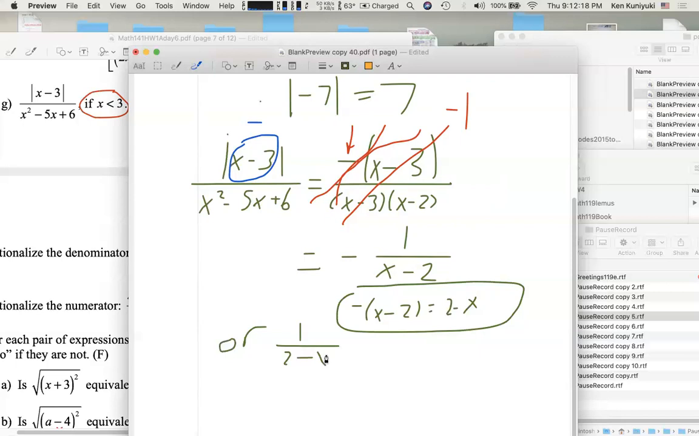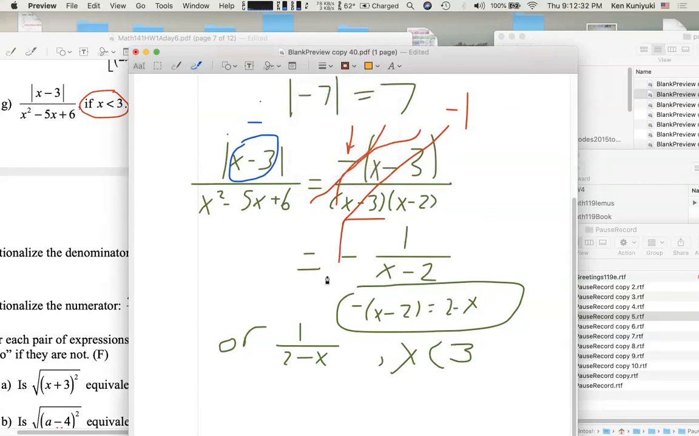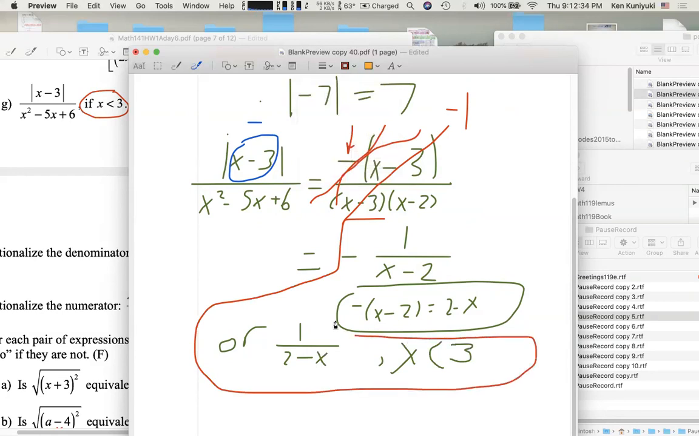And some people might even want to remind people of the restriction if x is less than 3. Okay, we might want to remind people of that restriction. Okay, I'm putting the answer in red here.